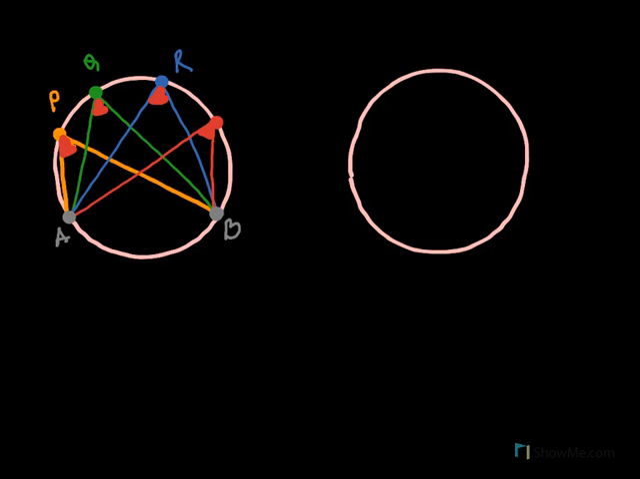This is called angles in the same arc. Angles in the same arc are equal. So this is one property that we're going to learn. And we're going to learn yet another property.